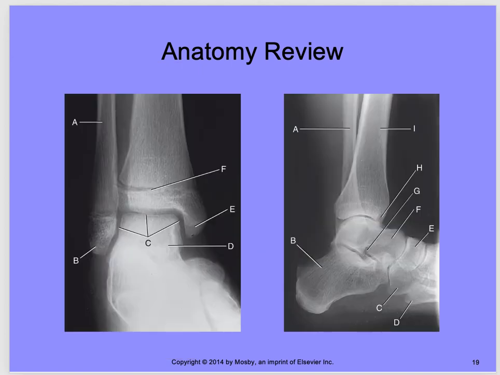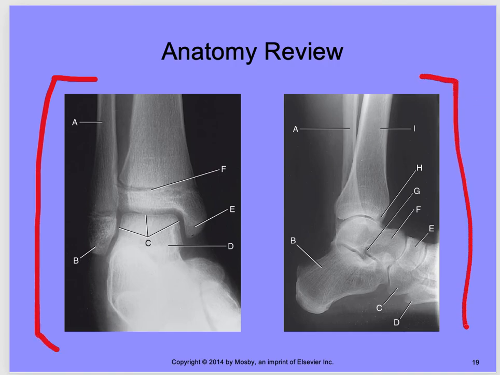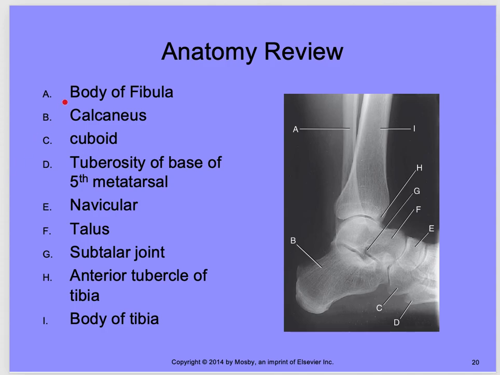So, anatomy review. We're going to review more anatomy. Take this image and this image. Make sure that you can label them. Make sure that you know which each one of them are by themselves. So A is body of the fibula. B is the calcaneus. This is your calcaneus right here. C is your cuboid. D is that tuberosity, once again, of the base of the fifth metatarsal. E is the navicular, okay? So your navicular right here.